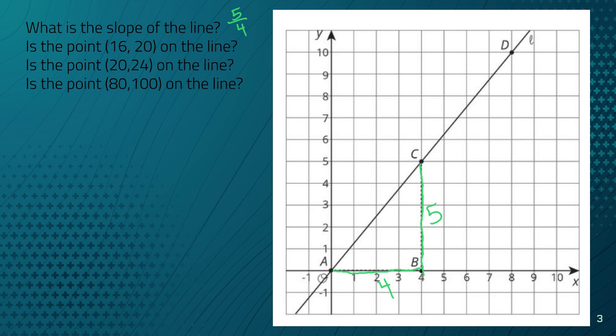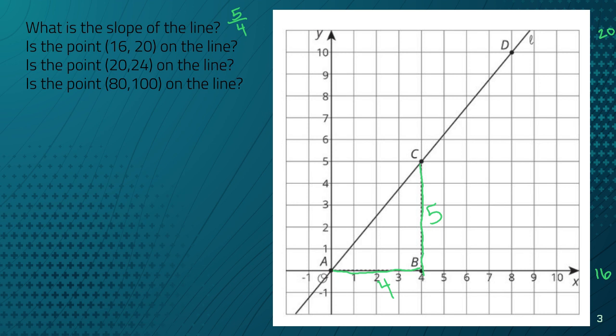So is the point (16, 20) on the line? This is where it gets into our new material. For the point (16, 20), I would go way over here and be at 16 on my x-axis, because that's my x coordinate. And then I would be way up here at 20 on my y-axis. We're going to act like that would be where (16, 20) would be, even though it's not.